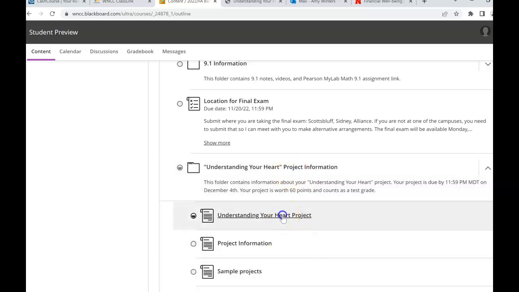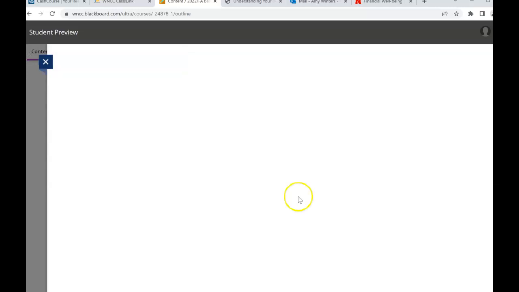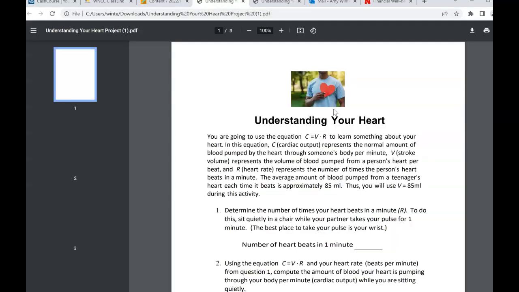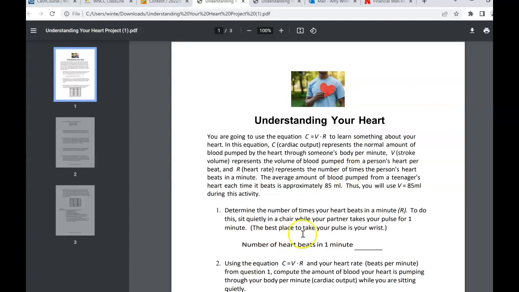So the first thing when you get into that folder, if you click on Understanding Your Heart Project, again, it gives you that information. I'm going to go ahead and download the original file, and I'm going to open this up, and I'm going to first talk about the project. This is the project that you're doing. So you're going to use the formula C equals V times R. So C is your cardiac output, V is the stroke volume, and R is the heart rate.